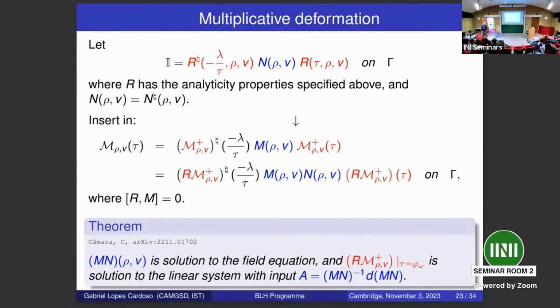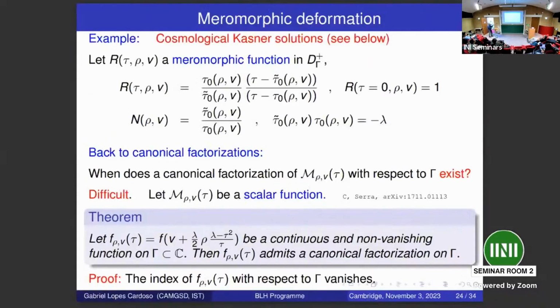So what is an example of that? Kasner solutions. Cosmological Kasner solutions cannot be obtained by canonically factorizing monodromy matrices, but they can be obtained by a multiplicative deformation of a canonical factorization. Now, this is just an example.